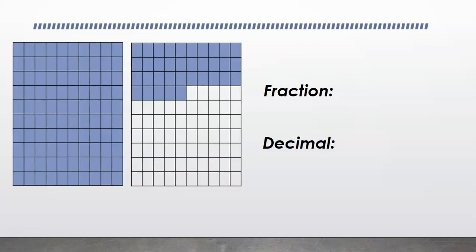Okay. 1 whole and how many rows here? 1, 2, 3. Each row has 10 squares. Then it's 30 and 5. 35. 1, 2, 3, 4, 5. Then it's 1 whole and 35 over 100.